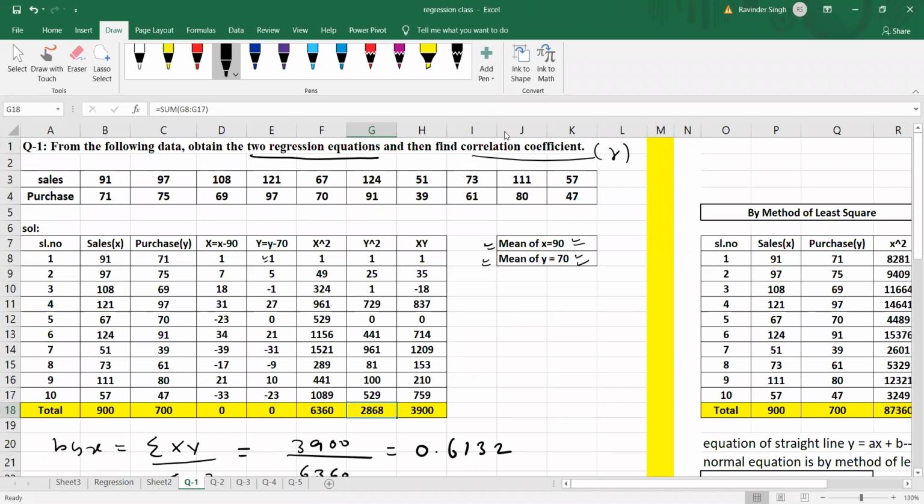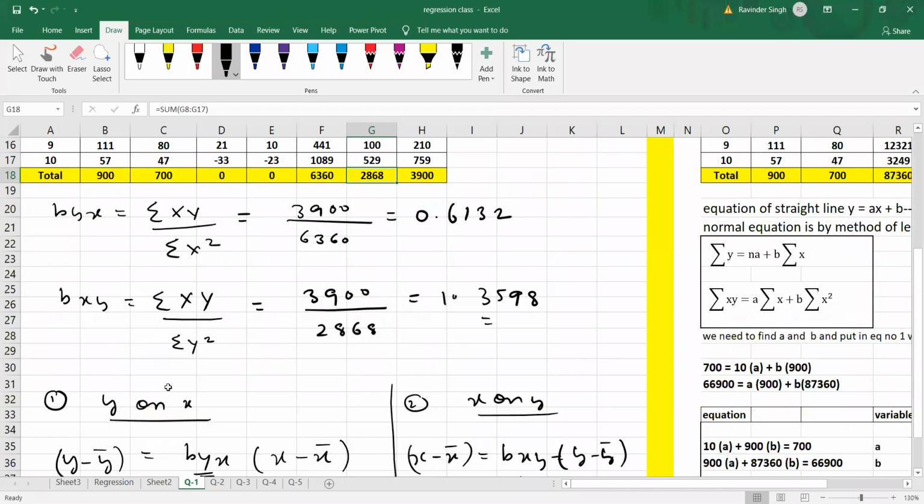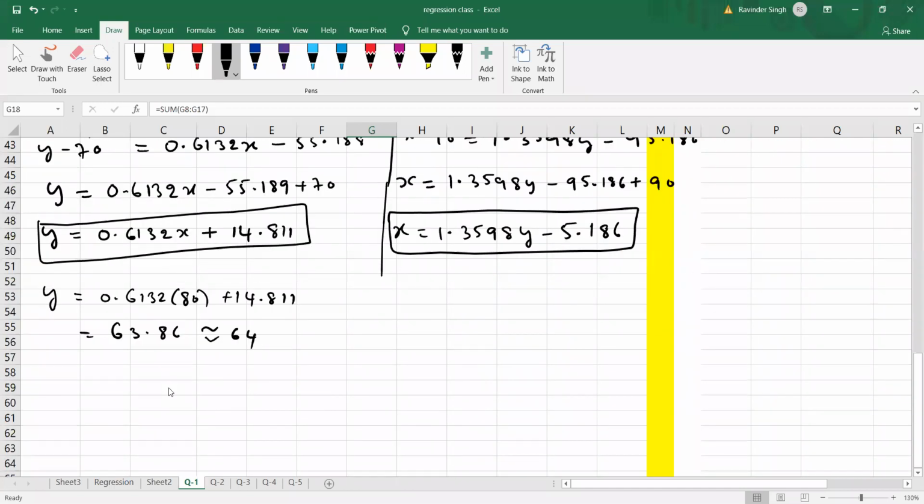Anyway, now they are also asking us to find the correlation coefficient r value. To find the r value, you need not go back to the equation of correlation and do the table again. We can find the correlation coefficient directly from byx and bxy. So the r value can be calculated as plus or minus the square root of byx into bxy. When you know the values of byx and bxy, you can calculate the correlation coefficient from here itself.